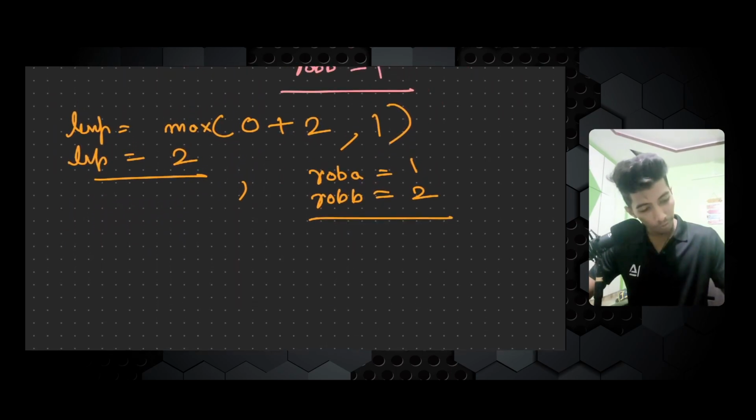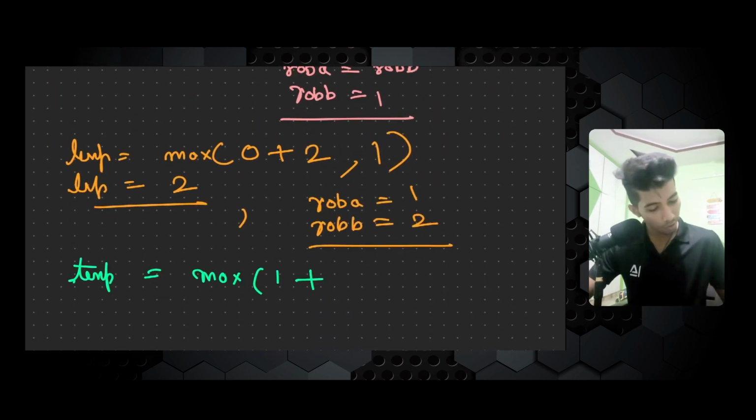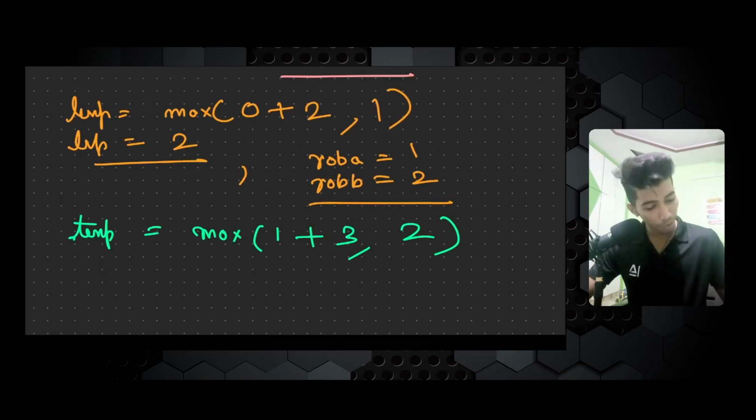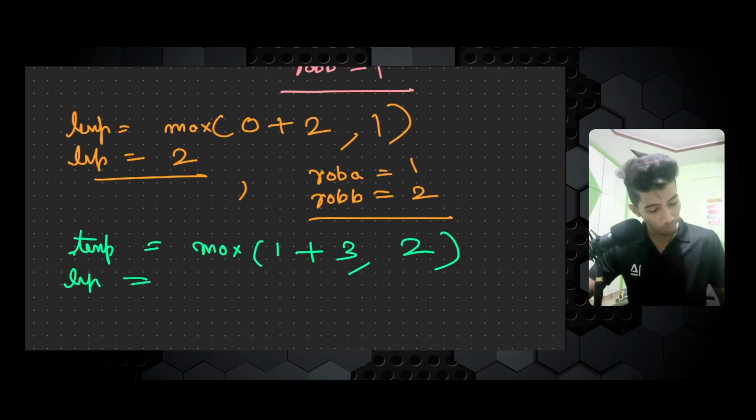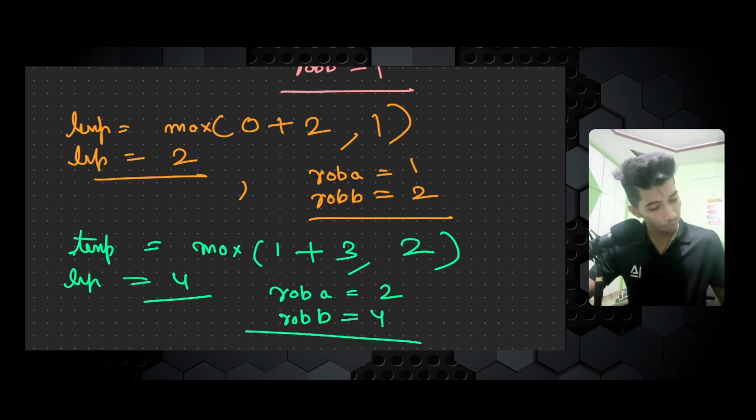Let's go again. Let's talk about the temp again. So in the temp again we are just finding the maximum of it. Now rob a is 1, so 1 plus 3, and then this particular thing will become 2 because rob b is my 2. So when you're talking about the maximum value, the temp is 4 now, and my rob a is 2, and then my rob b is 4.